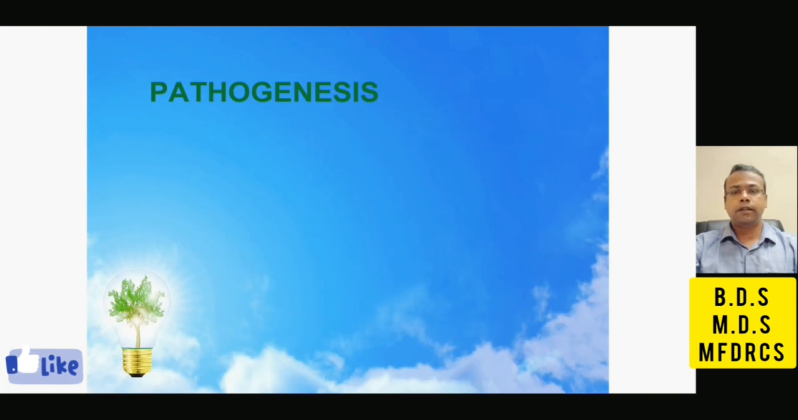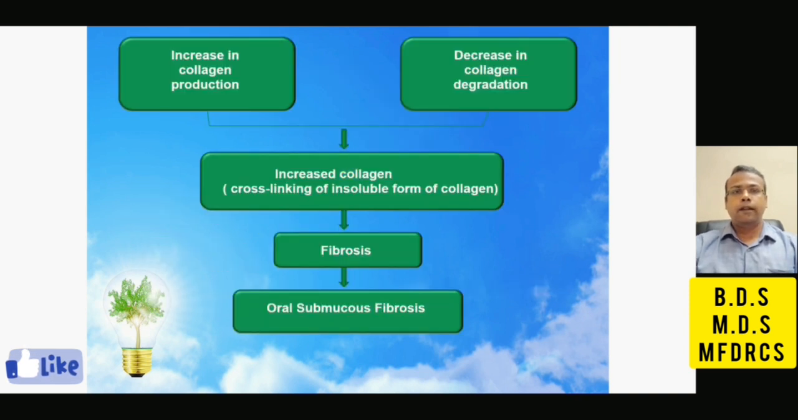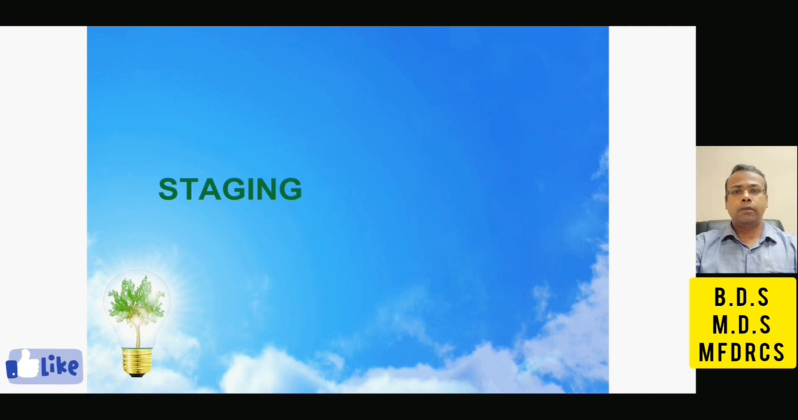Coming to the pathogenesis, the major areca nut alkaloids are arecoline and arecaidine. Arecoline modulates matrix metalloproteinases, lysyl oxidases, and collagenases, all of these affecting the metabolism of collagen, which leads to increased fibrosis. Hence, there will be increased production of collagen and less degradation of the collagen, which leads to increased cross-linking of the collagen, insoluble collagen, which leads to the fibrosis and oral submucous fibrosis.